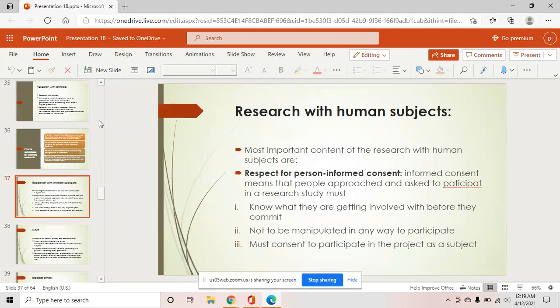Research with human subjects. The most important contents of research with human subjects are respect for persons and informed consent. Informed consent means that the people approached and asked to participate in a research study must know what they are getting involved in before they commit. They should not be manipulated in any way to participate. They must consent to participate in the project as a subject.